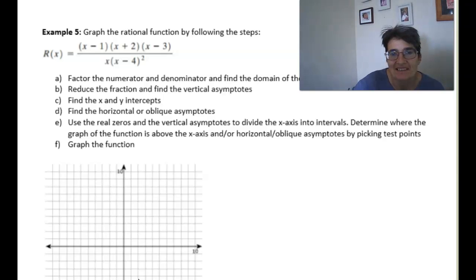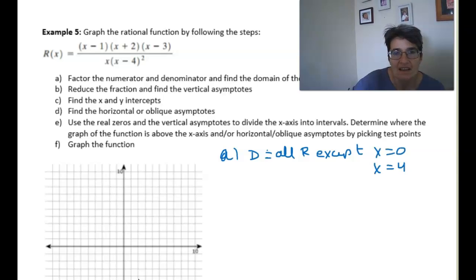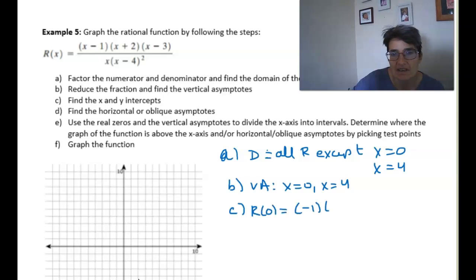Okay, so everything is factored. So let's see, the domain is going to be all real numbers except for x is 0 and x equals 4. Nothing crosses out, which means those are both vertical asymptotes at x is 0 and x equals 4. X and y-intercepts. So the y-intercept, if I plug in x is 0, I get -1 and 2 and -3 divided by 0. So this does not exist. So no y-intercept because the y-axis is a vertical asymptote.